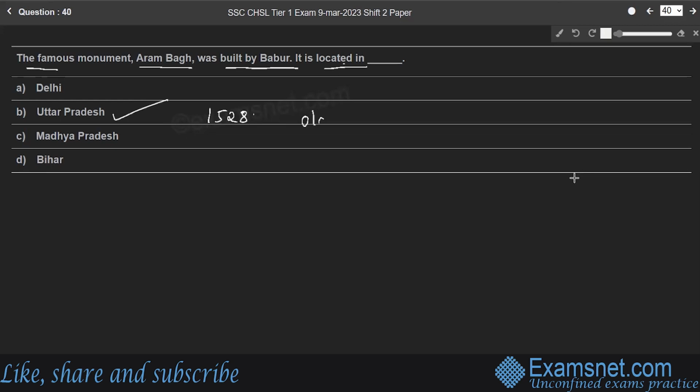So the oldest Mughal garden in India, located in Agra. It is in Agra, 5 kilometers northeast of Taj Mahal. Before being interred in Kabul, Babur was temporarily buried there, right? So option B, Uttar Pradesh. So Aram Bagh was built in Uttar Pradesh.